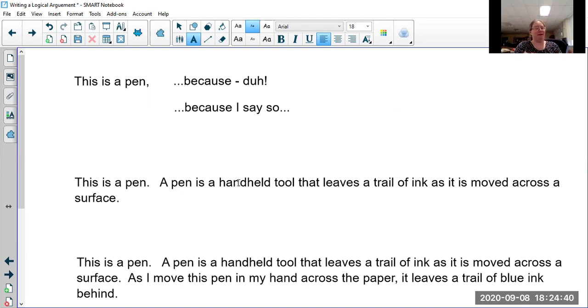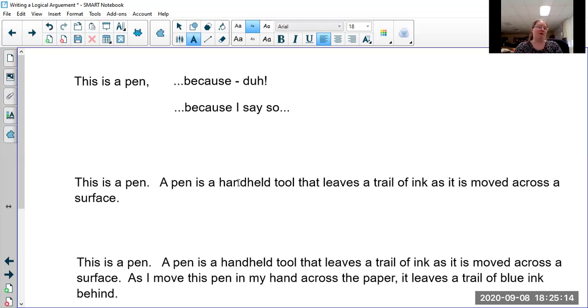If you really want to get fancy, that's called a warrant in a logical argument. So I might say, this is a pen. A pen is a handheld tool that leaves a trail of ink as it's moved across the surface. As I move this pen in my hand across the paper, it leaves a trail of blue ink behind, right? So now I've given a logical argument. I've made a claim, I've given you a definition, and then I've shown you how this particular object fits my definition. So therefore I'm backing up my claim.